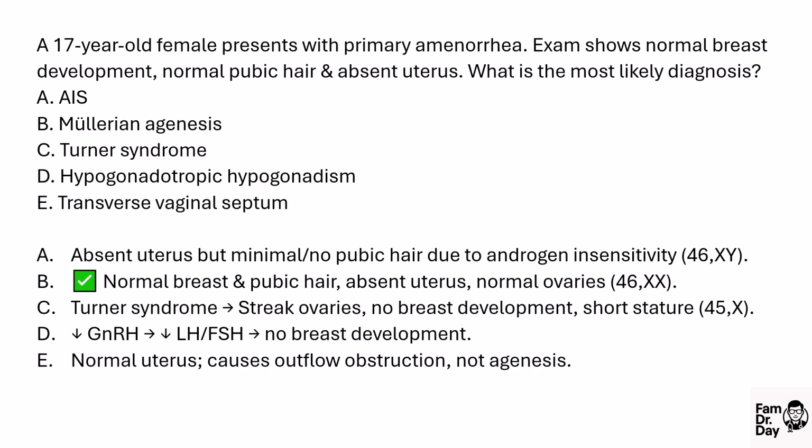With normal breasts and pubic hair development, absent uterus, and normal ovaries, you have the 46XX karyotype. And as you can see, this will mean that it's Müllerian agenesis because the uterus is absent.